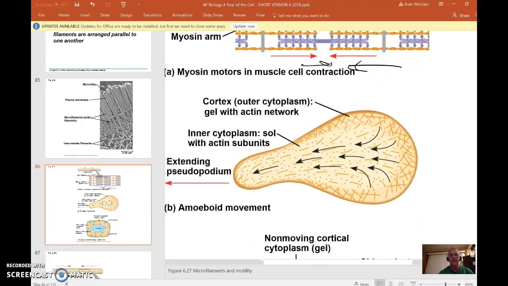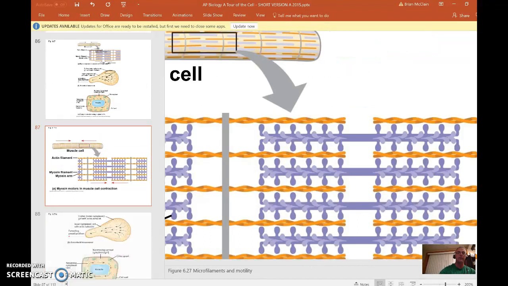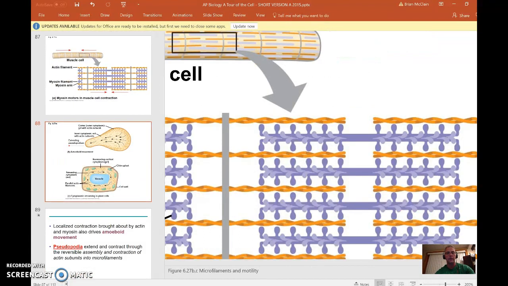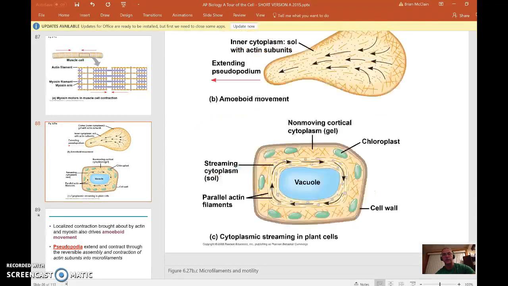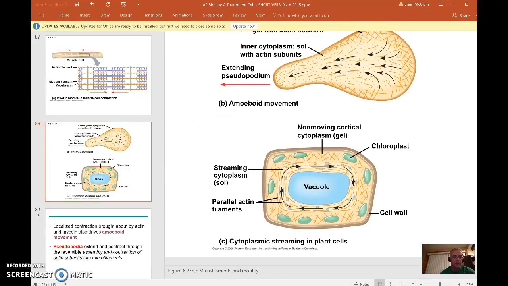We also see, in some instances, what's referred to as amoeboid movement. So here's our actin, and it's creating a pressure and a force, and it's pushing some of that cytoplasm. The other one is cytoplasmic streaming. So if you hear about cytoplasmic streaming, that's telling you you're going to be moving cytoplasmic material through this system.